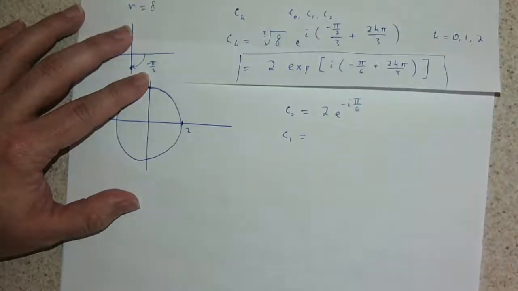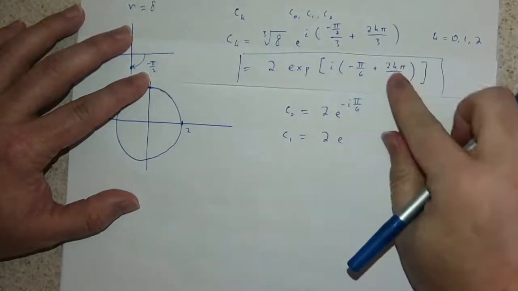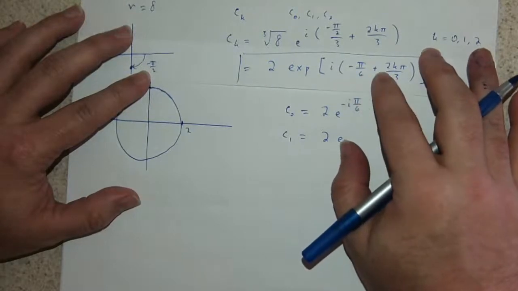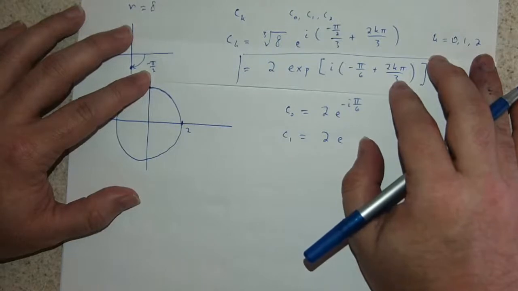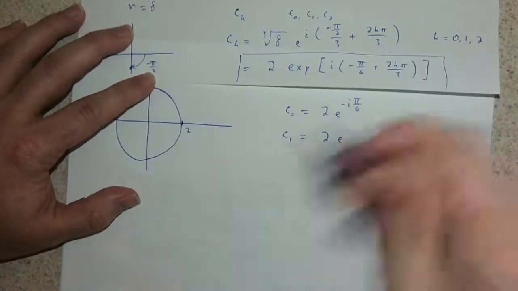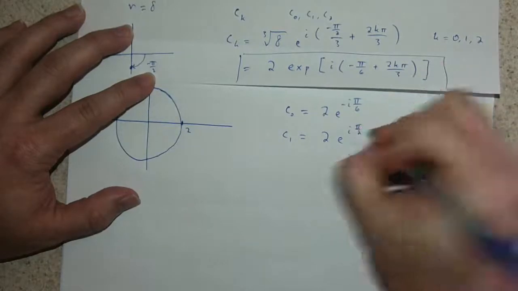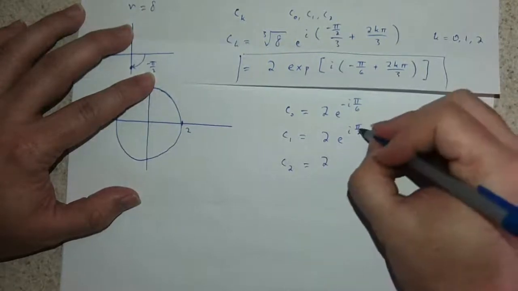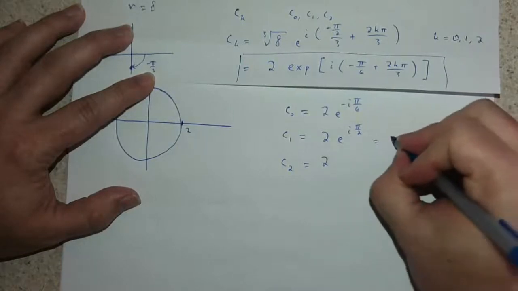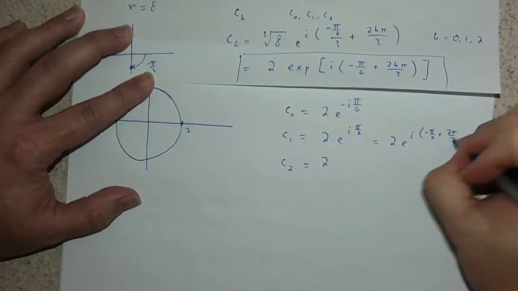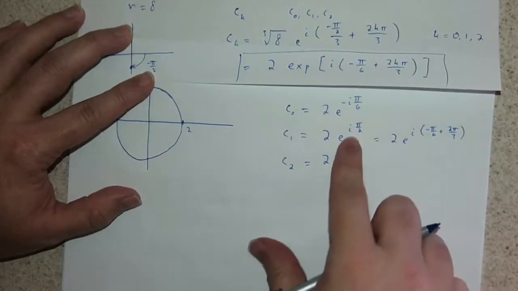And c sub 1 is going to be 2 times e to the, so c sub 1, I'm choosing k equals 1 here, so when k equals 1, this is minus pi over 6 plus 2 pi over 3. And so that is e to the i pi over 2. So this is e to the i pi over 2. Okay. And c sub 2, maybe I'll write this out, if there's confusion here. So I'll write out what I did there. So this is 2 e to the i times minus pi over 6 plus 2 pi over 3, which is e to the i pi over 2.